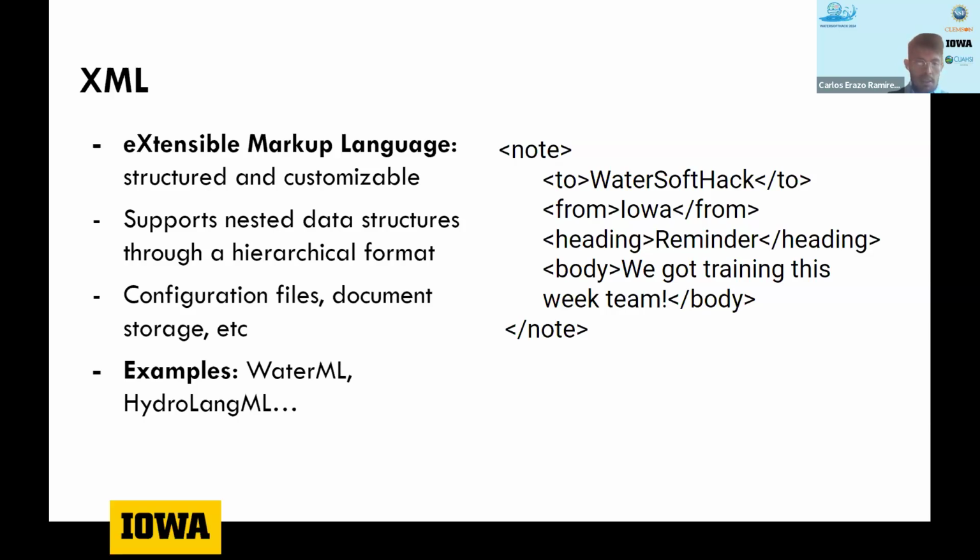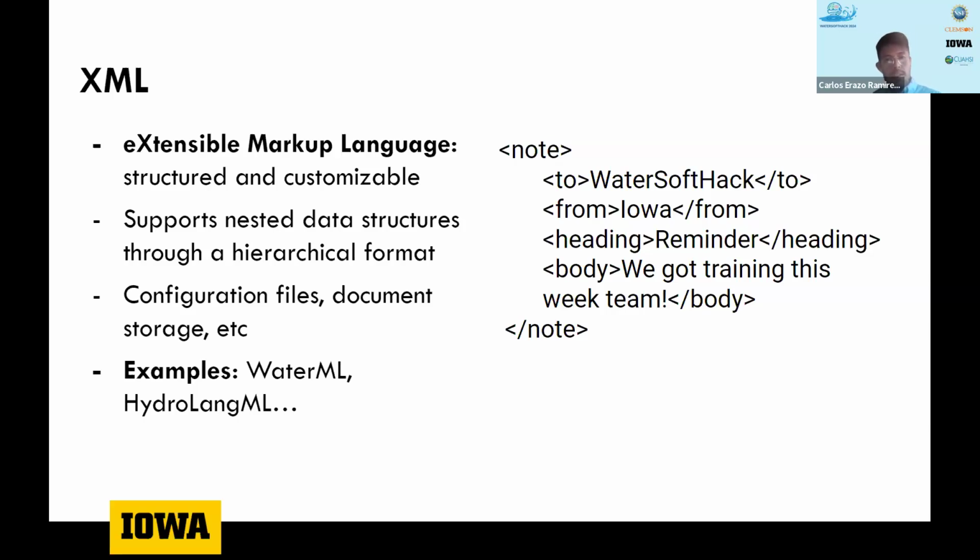And what is really interesting about it is that it's used for different kinds of things in web applications. So for configuration files, document storage, and there are standards that have been applied with XML, for example, WaterML, which I think I read the other day is going to be superseded by OGC. I don't remember the standard name of it now, but it's supposed to be superseded. And we have some version of this XML because of how easy it is to create for HydroML, which was mentioned before.